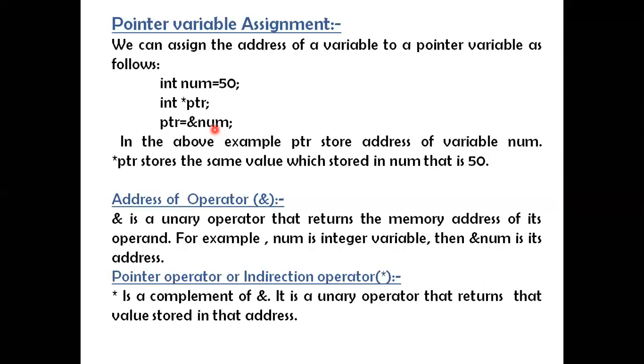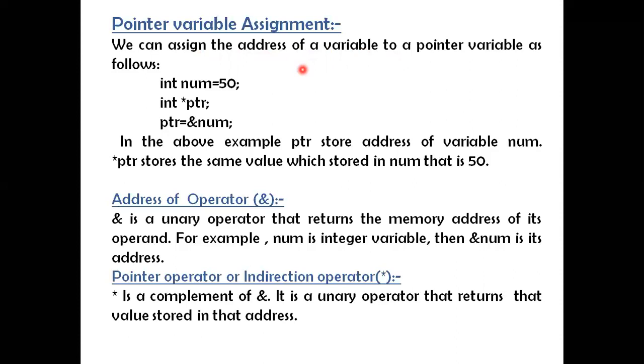That is the definition of a pointer. A pointer is a special variable which holds the memory address of another variable. PTR is a pointer variable that is holding the address of which variable? Num variable. This is called the address operator, or you can call it address of. Address of which variable? Num variable. This is how it is called a pointer variable assignment. Once again, I'll just repeat. We can assign the address of a variable to a pointer variable.